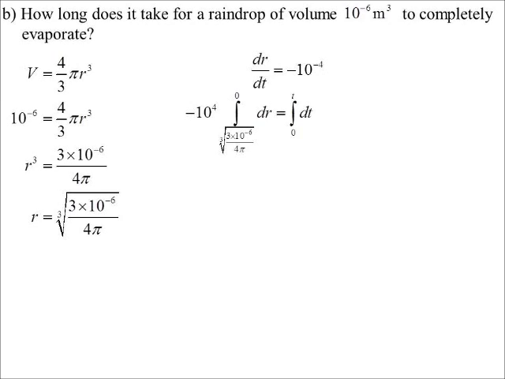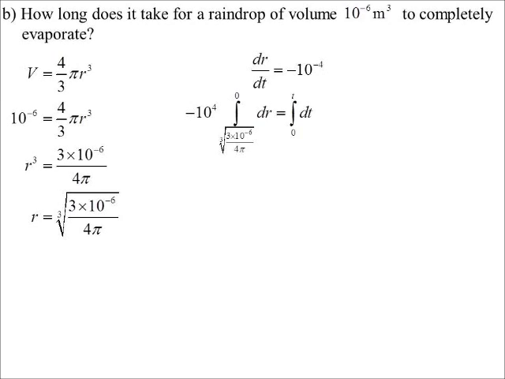So when time was equal to 0, so on my right-hand integral I put 0, the radius was the cube root of 3 times 10 to the negative 6 over 4 pi. So on the left-hand side, it's the cube root, etc., etc. Up the top I'm saying, hey, I want to find t. I want to find t when the radius would be 0. It's completely evaporated. There is no radius. So I end up with two definite integrals to solve.